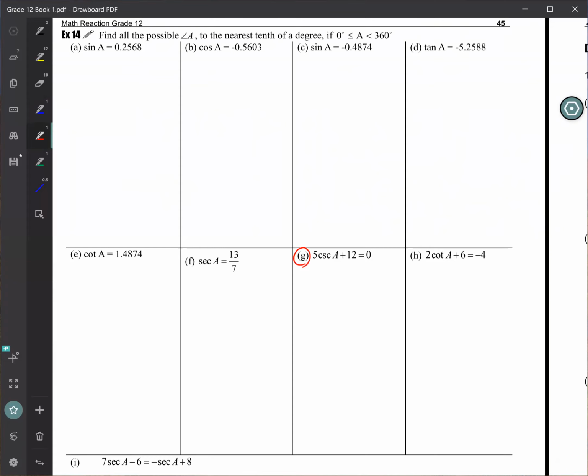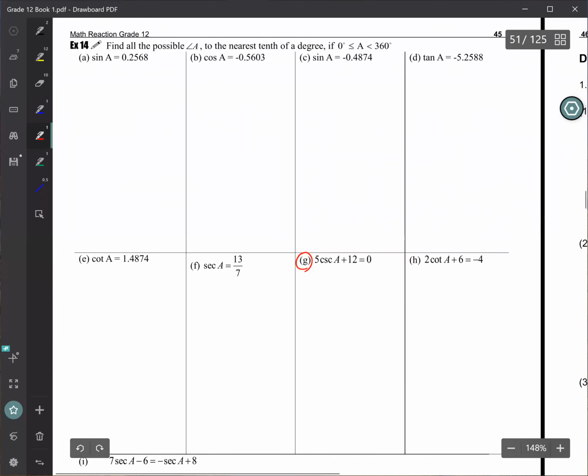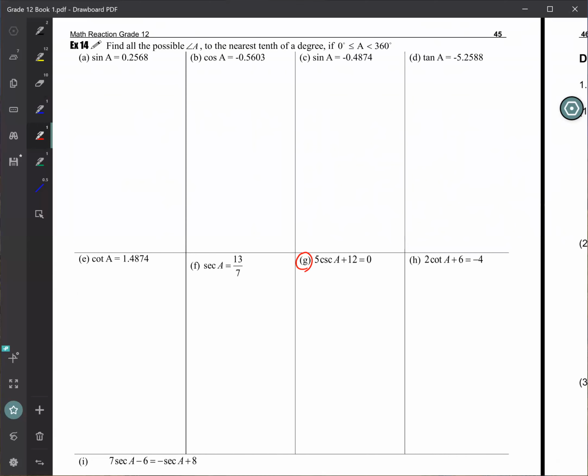Right, so cosecant, it has a cosecant there. So Cindy, what do you think we should do first? Isolate. Yeah, isolate cosecant. Very good. Okay, so let's do that. Cosecant A should equal to what? Ray? Negative 12 over 5. Yep, very good.